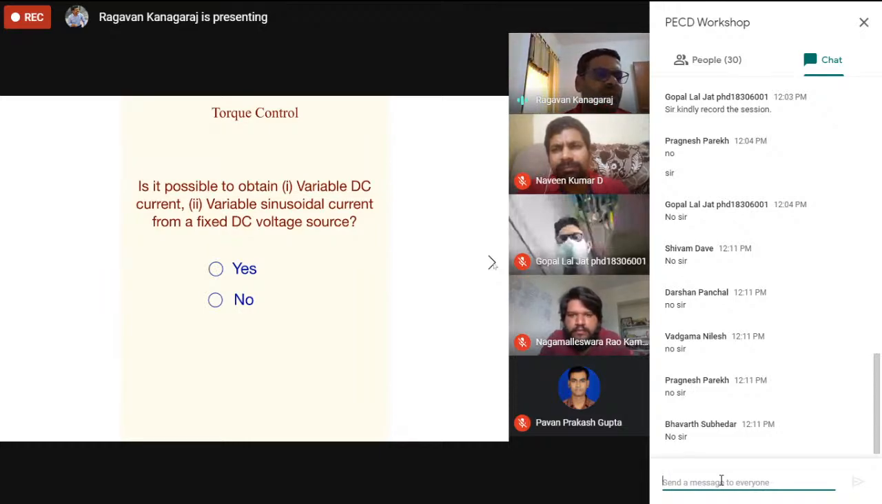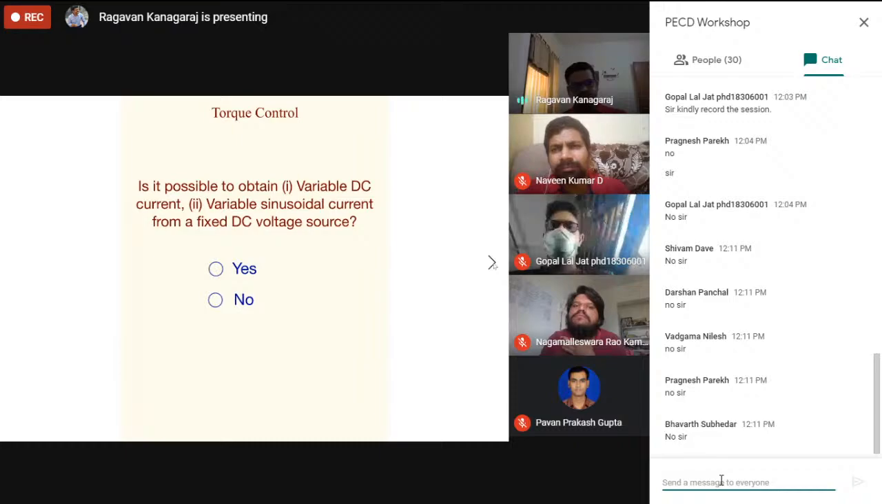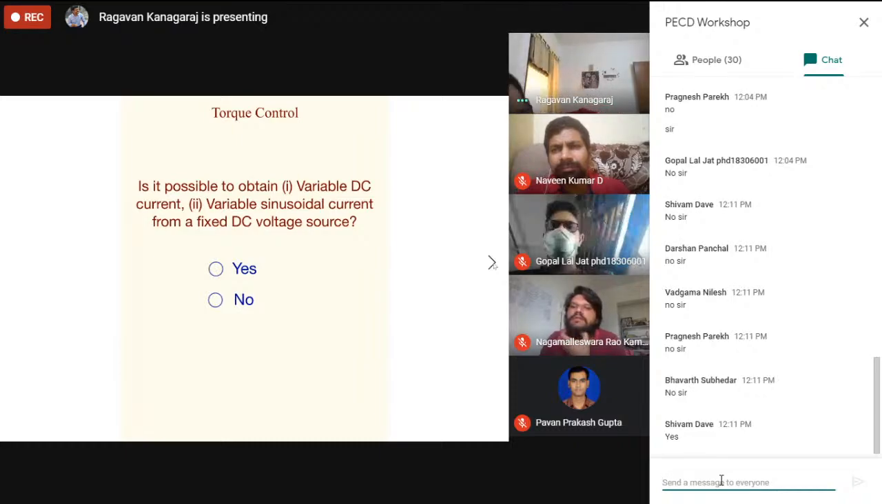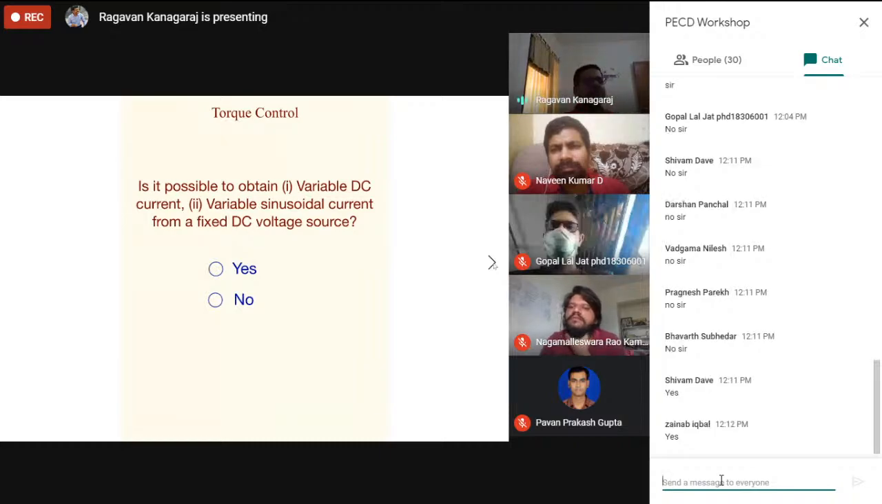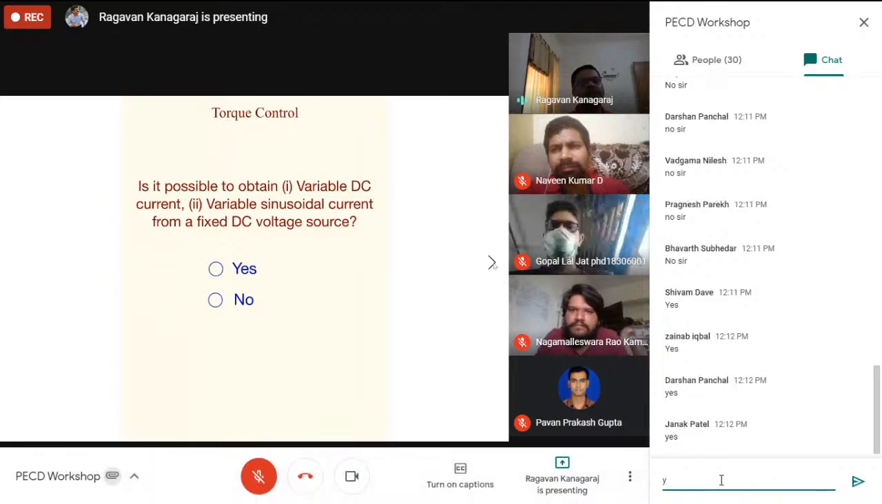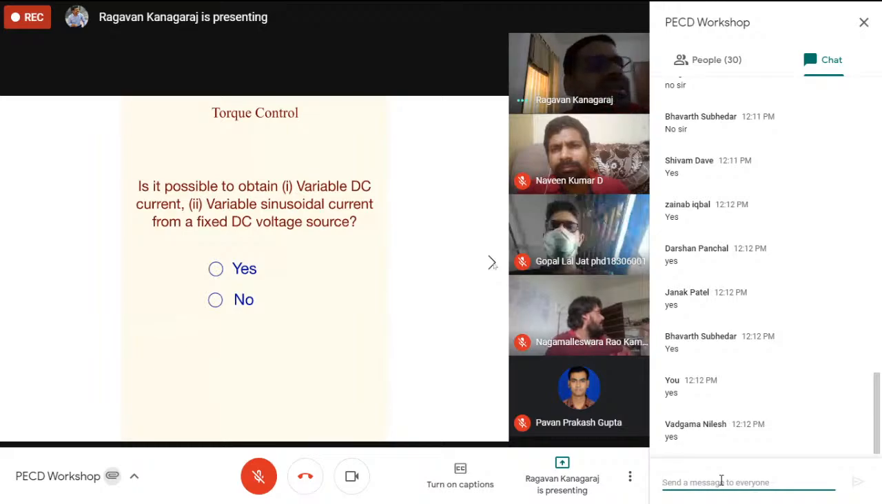First question: is it possible to obtain variable DC current from a battery? For a given winding, I will take a winding. That winding will be connected to a battery. Whether we will get a variable current. Okay, how do you get variable current? Everybody has said yes. How do you get variable DC current?